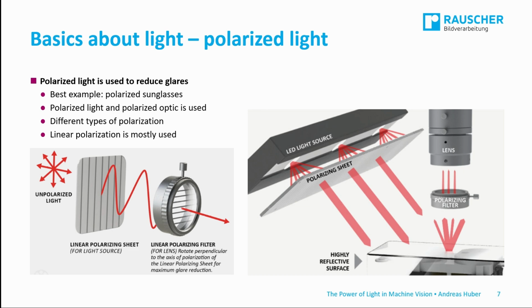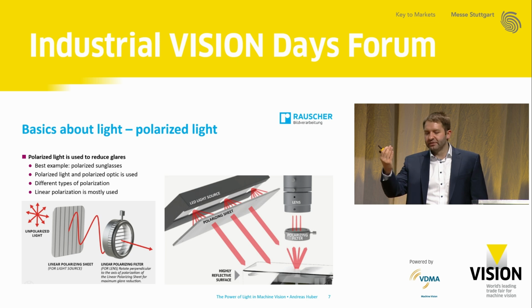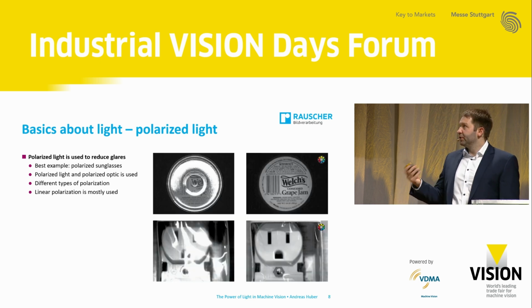And the same thing we can also use in the field of machine vision. So you need polarized light and polarized optics, and mostly we use linear polarized light. On the left side you see an example of how the linear polarizer is working. You have unpolarized light, then you have a polarizer, and through the polarizer just the linear polarized light can pass. Then on the right side you can see the linear polarized light is hitting an object like metal or plastic, and is reflected by the object. It goes through the polarizer in front of the lens, and then you can get a very, very good and sharp image again.